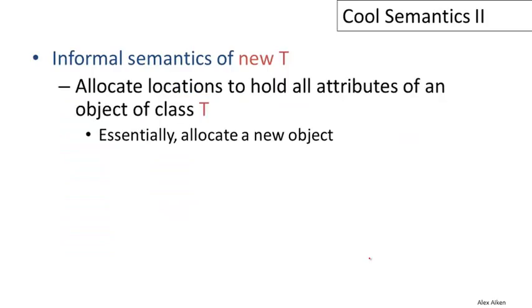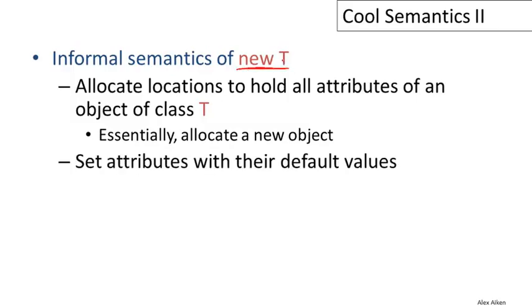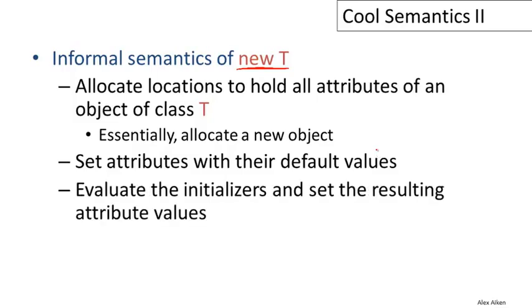So the first thing that has to happen is we have to allocate space for the object, and essentially that means having enough space for the object's attributes. So we're going to have to allocate a location for every attribute of the object of class T if what we're doing is allocating a new T object. Then we're going to set the attributes of that object to their default values, and in a few minutes we'll say what the default values are and why we need to set the attributes to defaults.